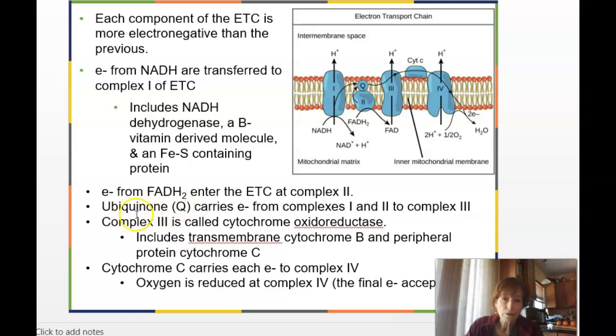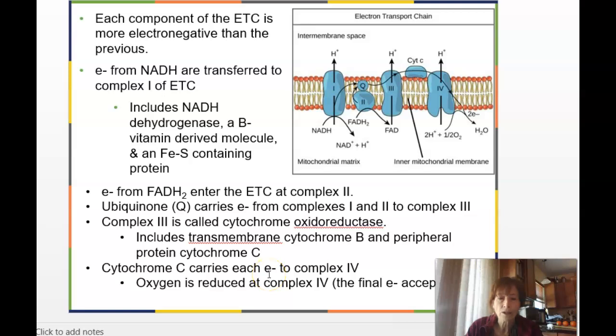So ubiquinone, sorry, there's another molecule that sounds much like this. I don't care that you know these. You don't have to know the cytochrome c oxidoreductase and cytochrome b and cytochrome c. All of these, don't worry about.